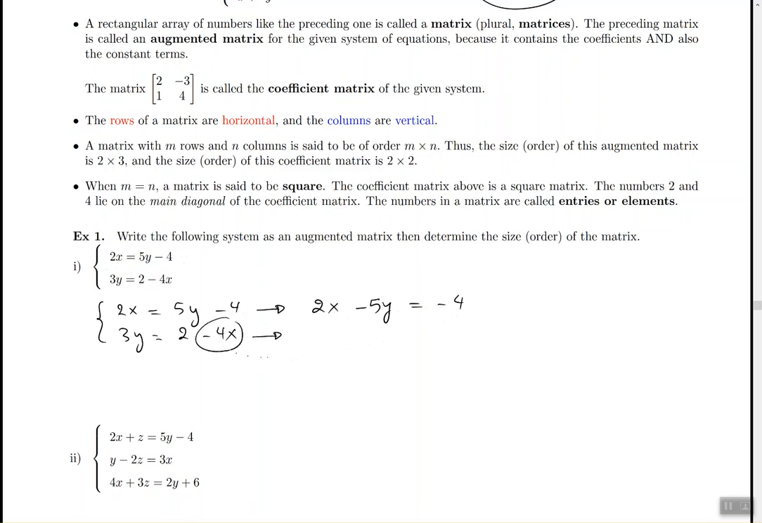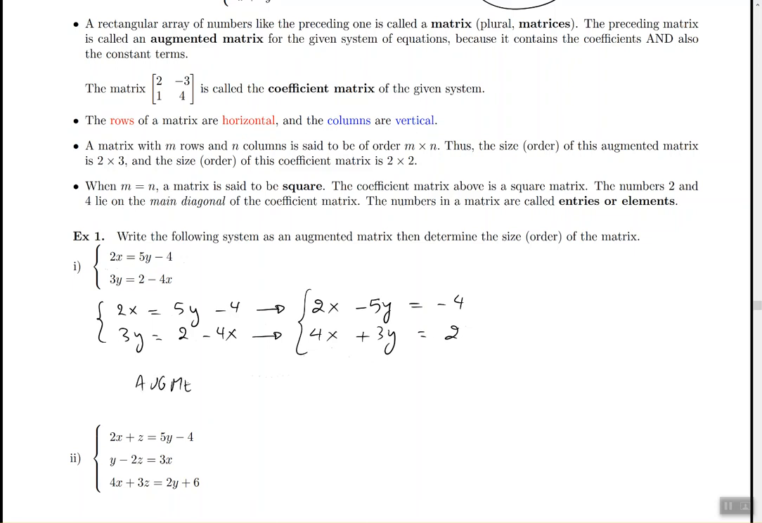We need the x to be first, so I'm going to move it across to get it first. Then I need the y, which is already there. Then I have to have the equal sign, and I need the 2 after the equal. Okay, so this is the system. And now let's write the augmented matrix.